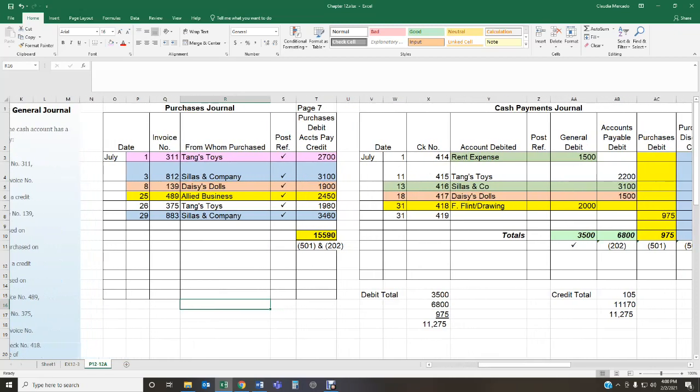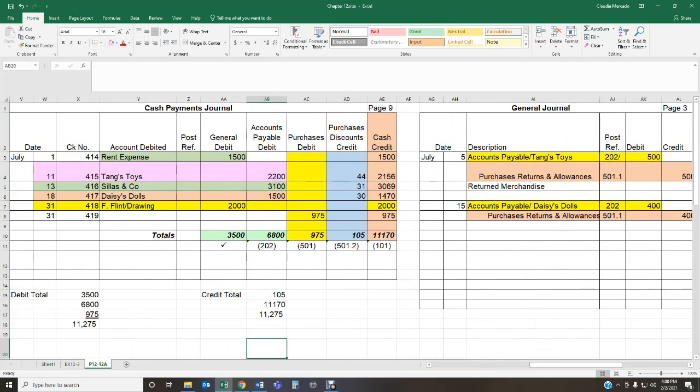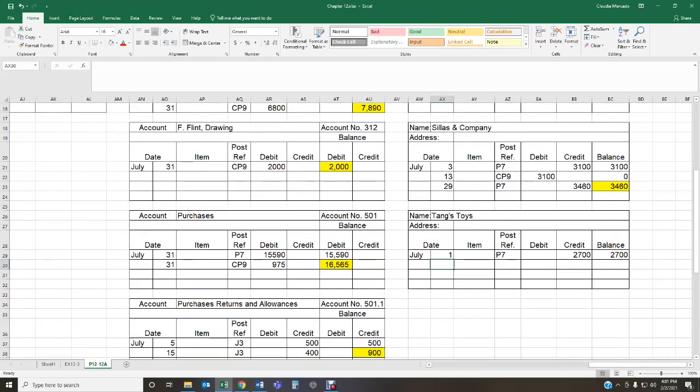Now, there's something else. We have here something happened on the 5th, okay? We need to look at that as well. We've got that one there for Tank's Toys. I'm highlighting them pink. Okay, and we also have a transaction right here. Okay, this is what I'm looking for. Tank's returned $500, so we have to record that transaction. That happened on the 5th, okay, and that happened on our general journal, journal number 3, and we have a debit of $500, okay. So now I've got 2,700 minus 500, my balance is 2,200, okay.